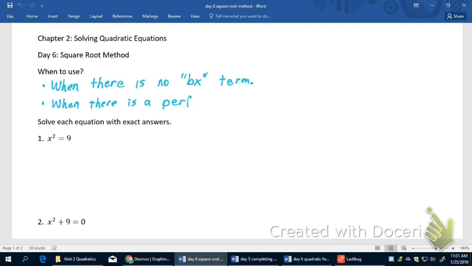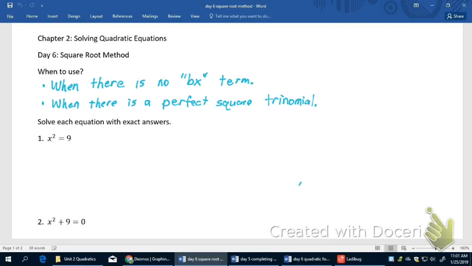Sometimes we'll have to make that, and we'll see that more in the next lesson. So when there's a perfect square trinomial, there will be a bx term, but something that you can make where you can use square root method. Other than that, you'll still want to use factoring and graphing.